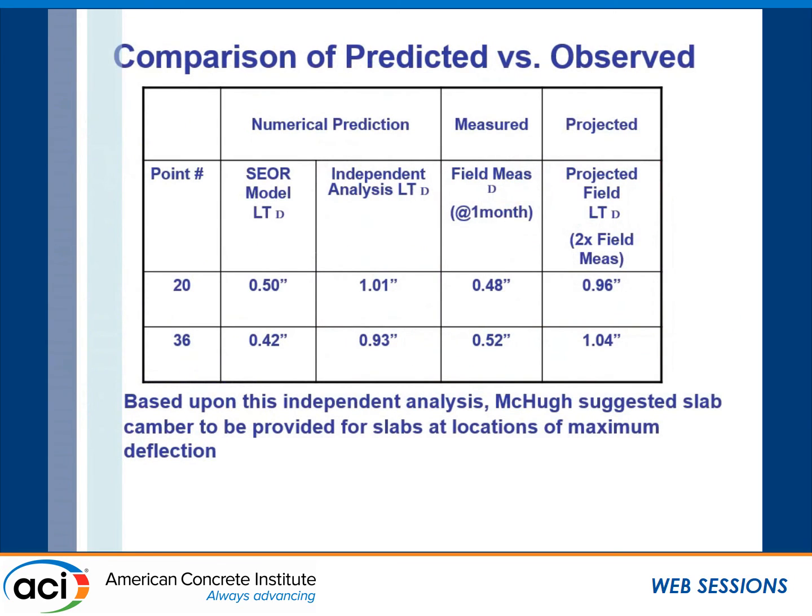This is just a comparison, but based on our own independent analysis before construction, we suggested camber and installed it, and it helped us to control the deflection and get a better performing slab. One of the issues and challenges with camber, in our opinion, is that a camber less than 3/4 of an inch is pretty much useless because it tends to get erased by the finishers.